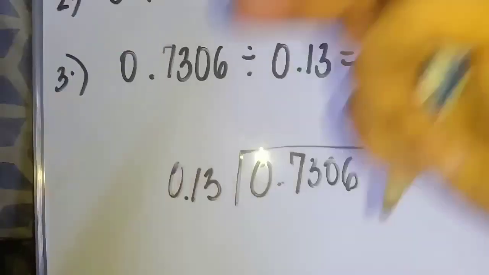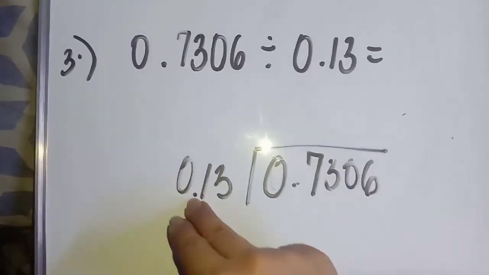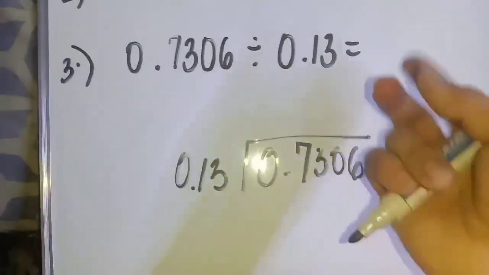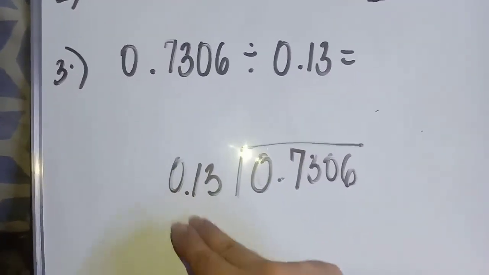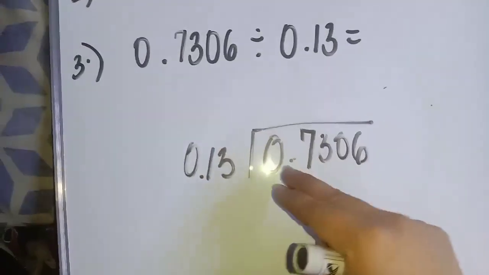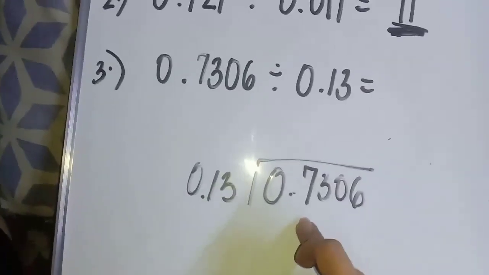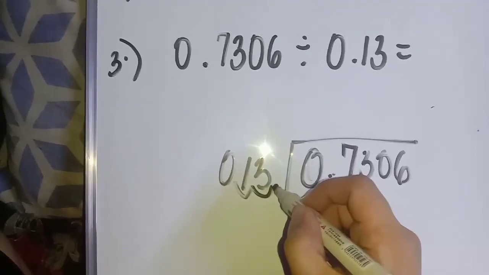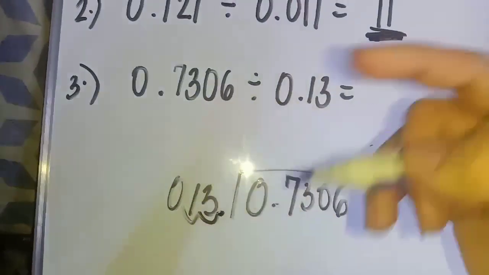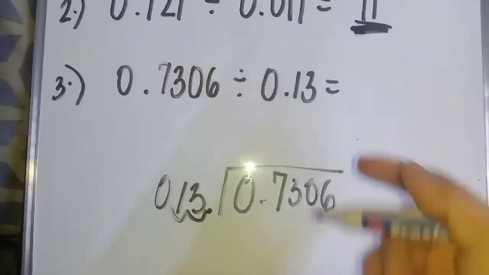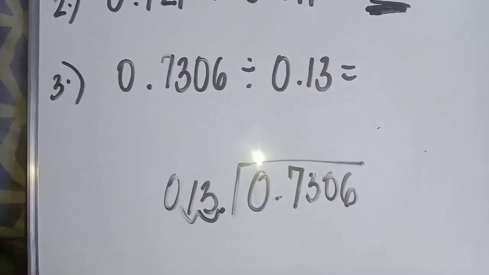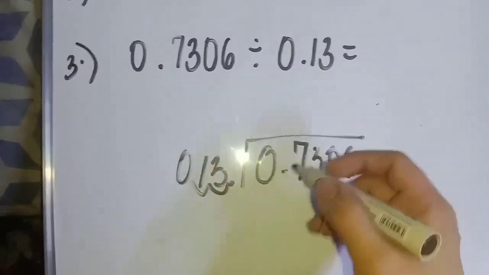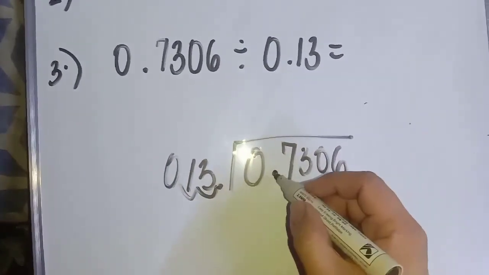In what way? We will move the decimal point of 0.13, okay, papuntang right. Okay, kung ilang places man yan. Kung ilang places na-move natin yung decimal point of 0.13, ganun din yung decimal point ng 0.7306. Okay? So, let's count. 1, 2. So 0.13, gagalawin natin ng dalawang beses, papuntang kanan, yung decimal point to make it 13. Okay? Since gumalaw tayo ng dalawang beses, ganun din yung gagawin natin sa 0.7306.